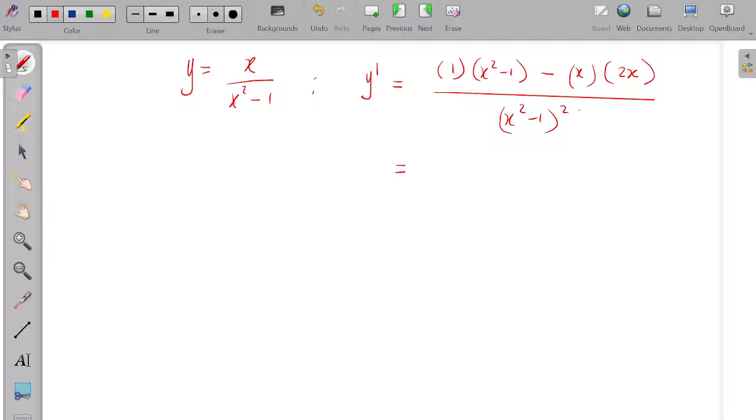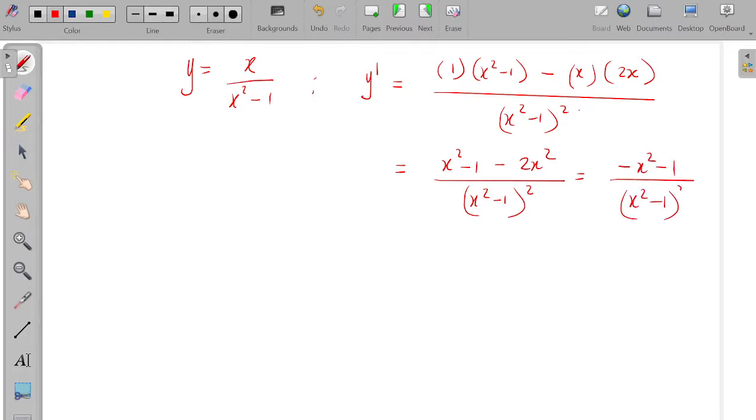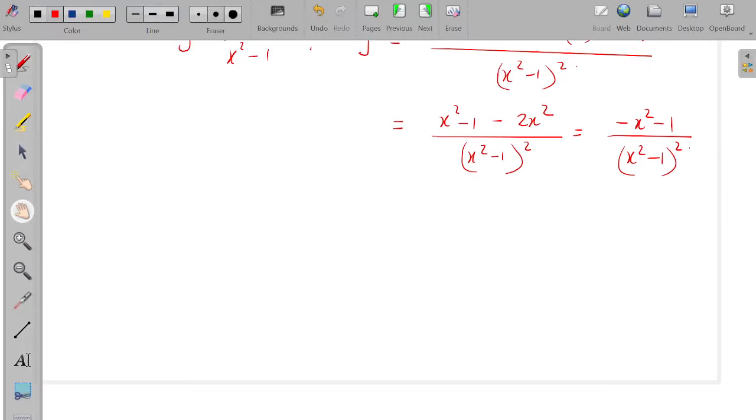Okay, let's quickly rewrite that. x squared minus 1 minus 2x squared, all over x squared minus 1 all squared. That will give us minus x squared minus 1, all over x squared minus 1 all squared. Okay, that is the derivative. Now we need to equate the derivative to 0.